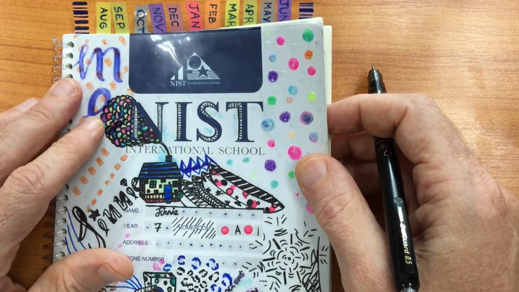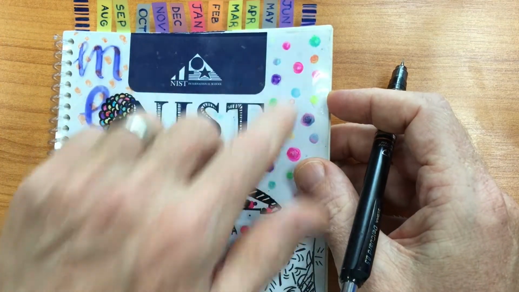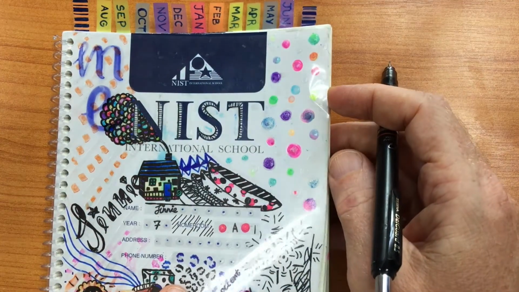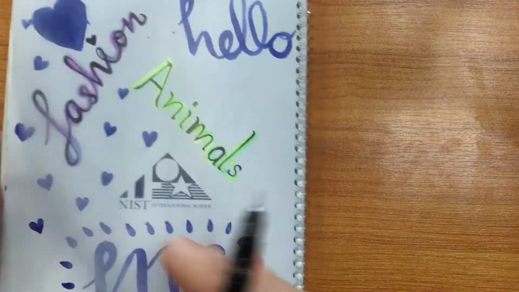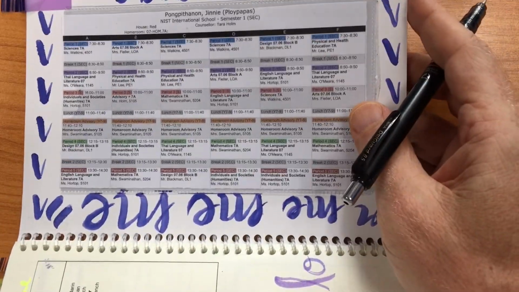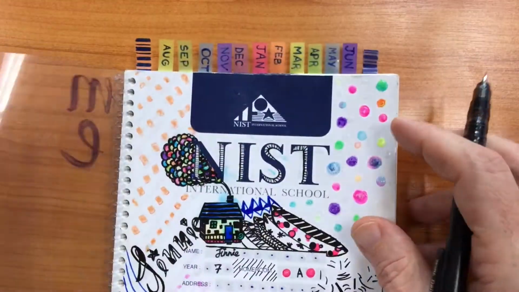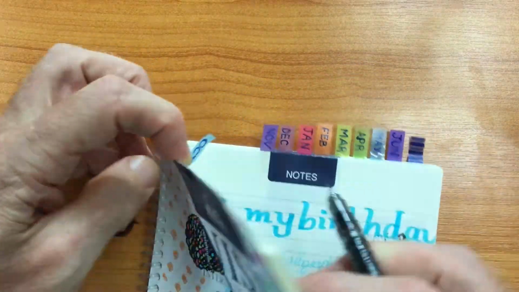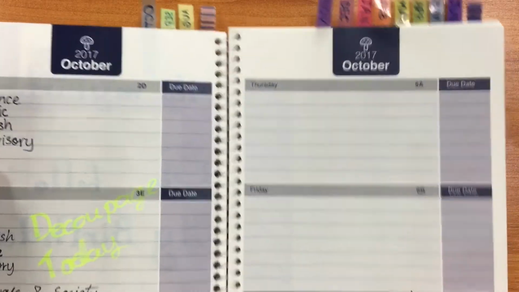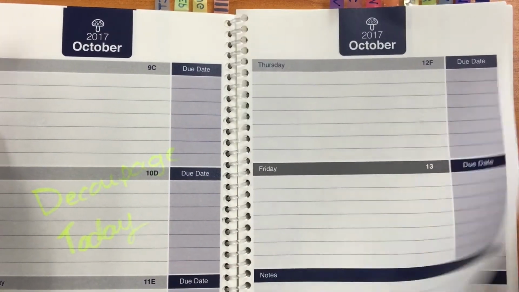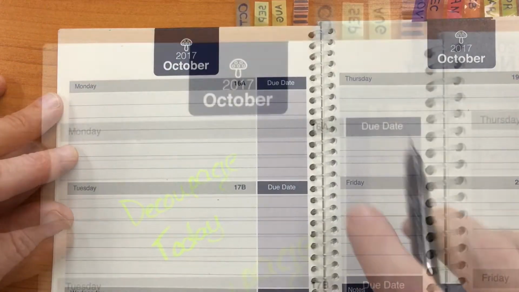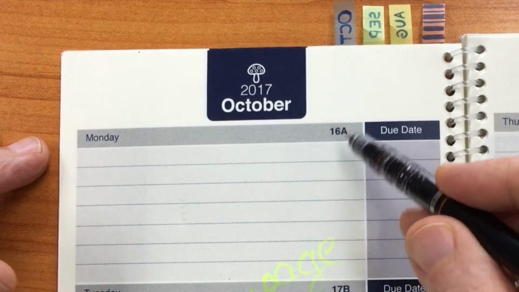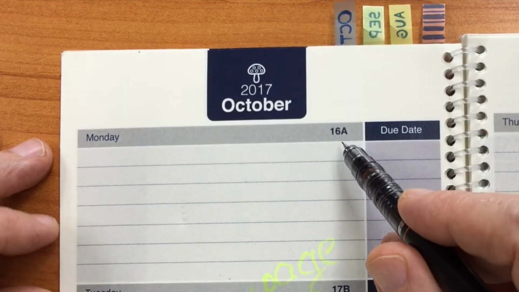She's organized her planner very nicely. You can see all of the months tagged at the top, and like most of you, she has her schedule at the back. So if I go to October, I'm going to pretend that we're starting the week that begins on the 16th, which is a day A.